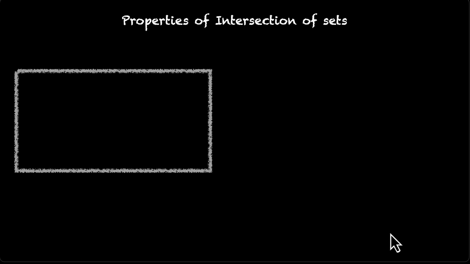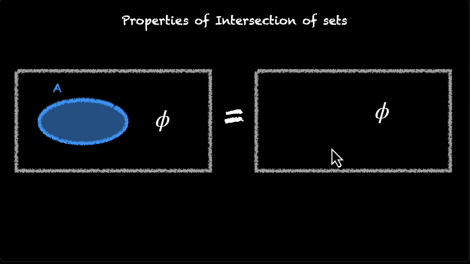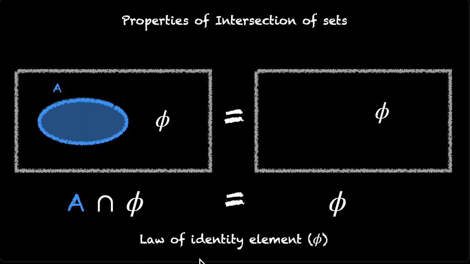Let's keep going. We have A and we have phi. Let's say we try to find the intersection of A and phi. We're trying to find what's common between the set A and nothing. Well, there's nothing that's common between these two. So what we end up with is nothing. This means A intersection phi is the same as phi. This is called the law of identity element phi.